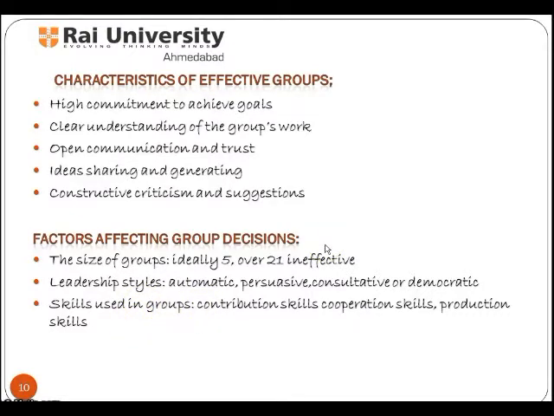Now let's study what factors affect group decision making. Ideally, the size of the group should be 5, and over 21 proves to be ineffective. Then leadership styles such as autocratic, persuasive, consultative or democratic. The best leadership style that works is consultative. And finally, the skills used in groups such as contribution skills, cooperation skills and production skills.